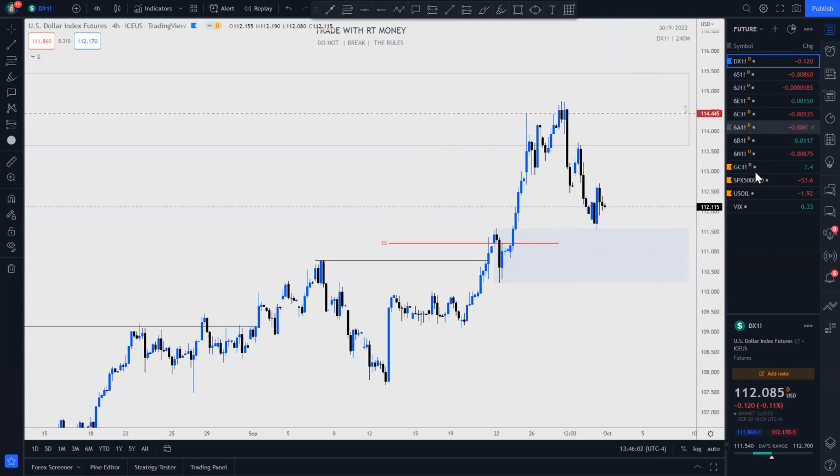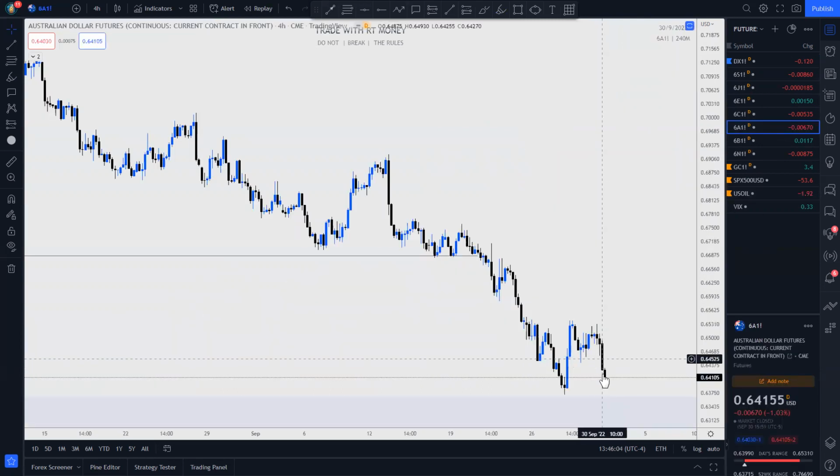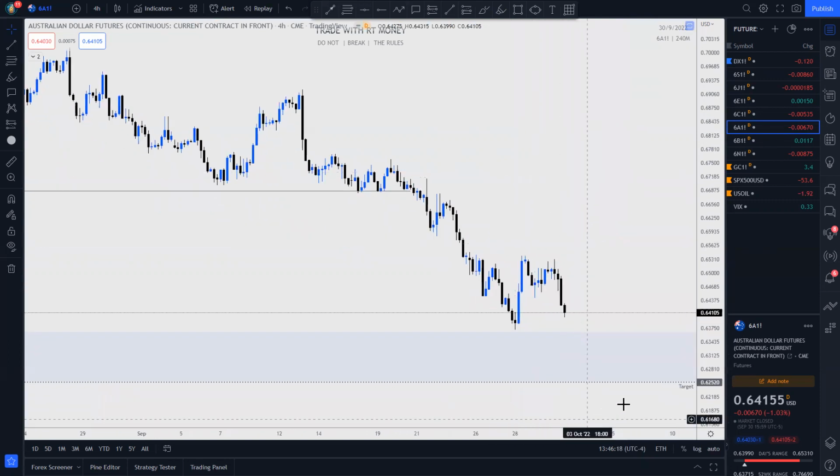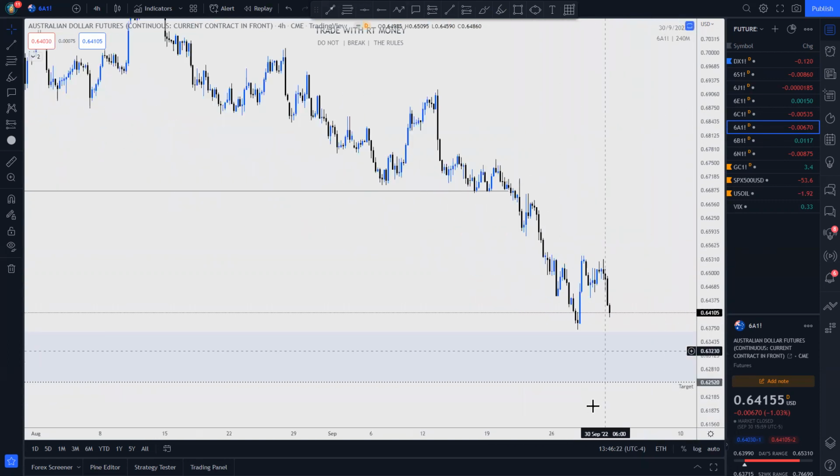Now let's take a look at the Aussie dollar. The Aussie dollar has news, an interest rate decision coming Monday. I think it's at 23:30 Eastern Standard Time on Monday, like half an hour before midnight Eastern Standard Time. So keep an eye out for that, and that might change this market around.